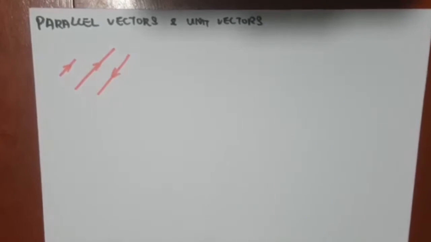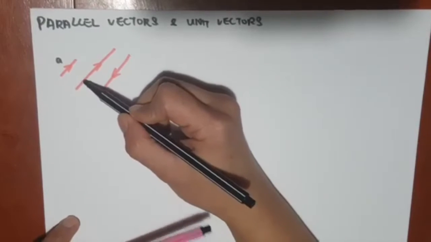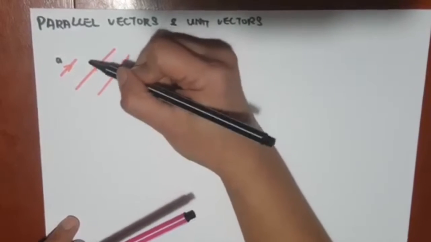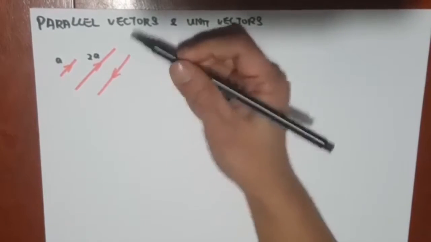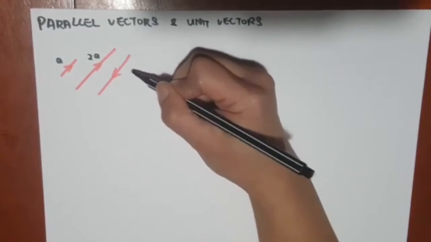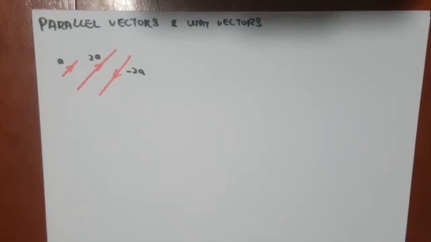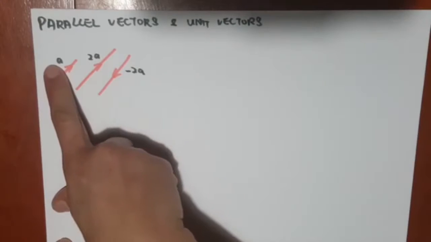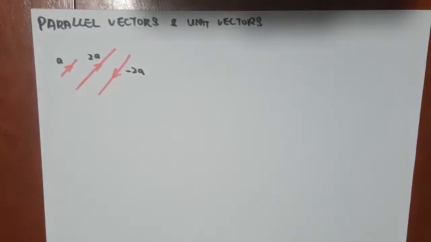Let's say this is a vector A, and the second vector is 2 times the length of A. So this would be 2A, and the third vector is actually in the opposite direction. So this is negative 2A because it's of the same length. These are all considered parallel vectors, and you can see that although the numbers are different, this is just A and that's 2A and that's negative 2A, they are all heading the same direction or in exactly the opposite. That's called parallel.